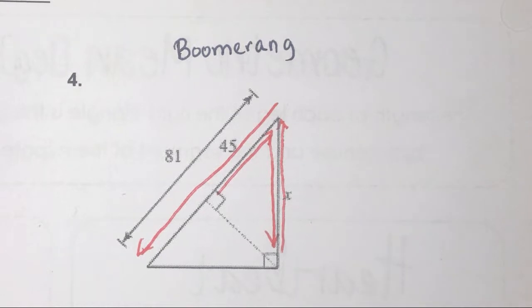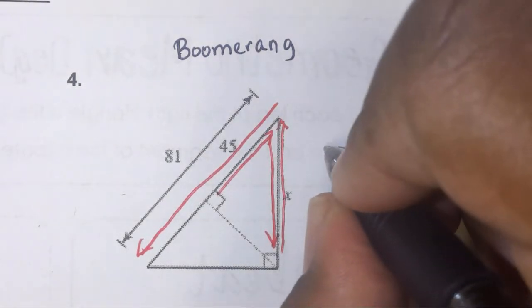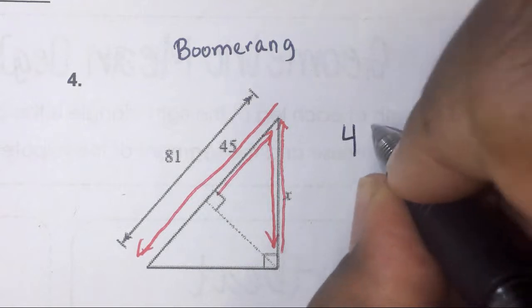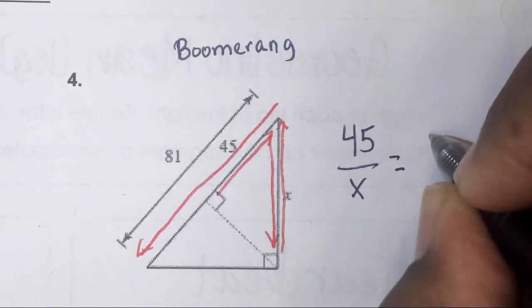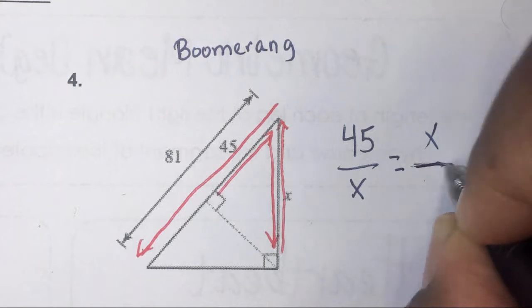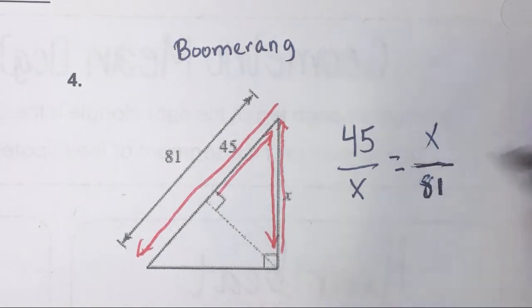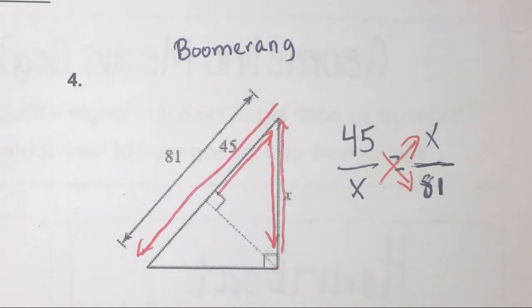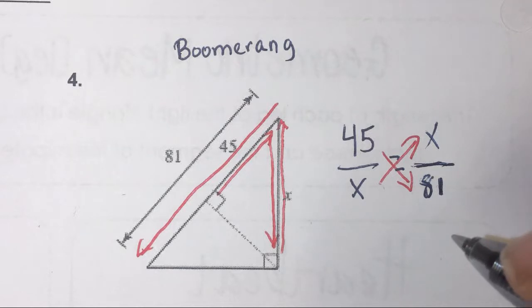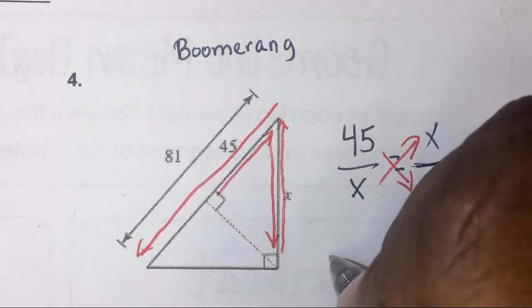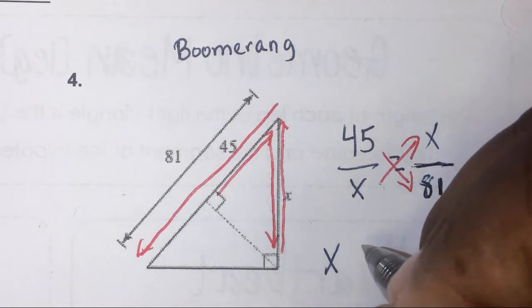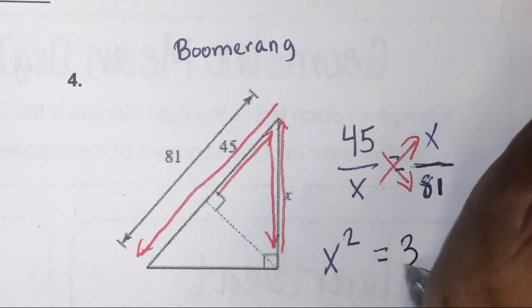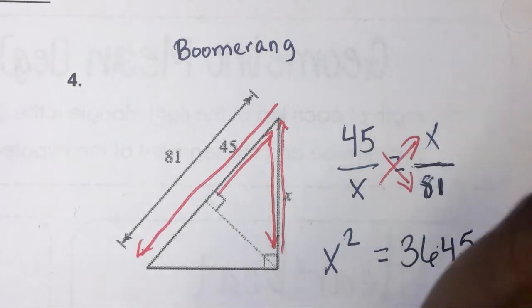Jasani, you've been telling me all the proportions. Jalen, give me this one. 45 over x. X over 81, thank you. Cross multiply. Say it again. Oh yeah. X squared equals 3645.